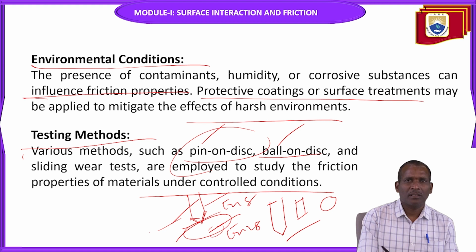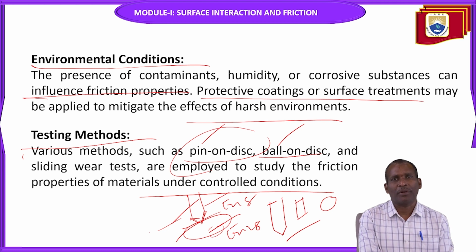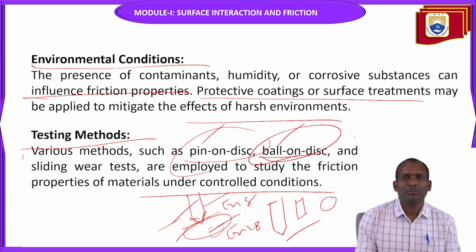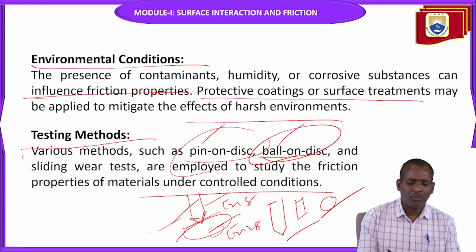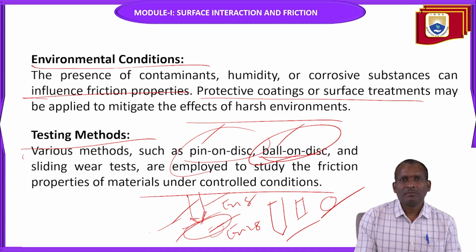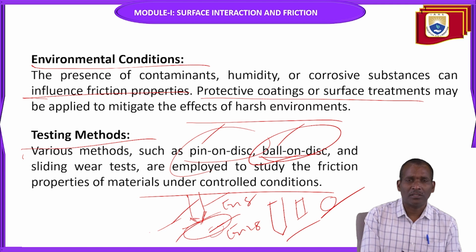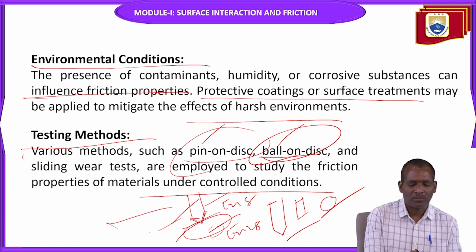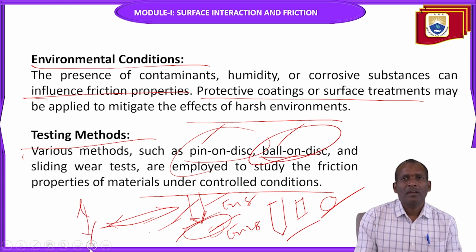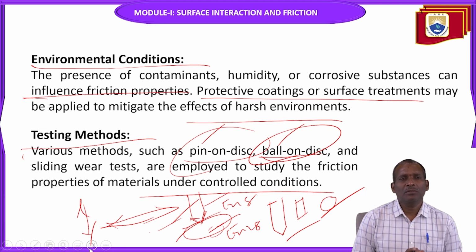By seeing the graphs, you can calculate the friction and wear properties of a particular material; that is pin on disc. Similarly, ball on disc is also the same. If you use a ball shape instead of a pin, that is ball on disc, and the ball moves on the rotating disc. And the sliding weight test is also there. Instead of circular motion, there is sliding motion, back and forth. All these are used to study the friction properties of materials under certain conditions.